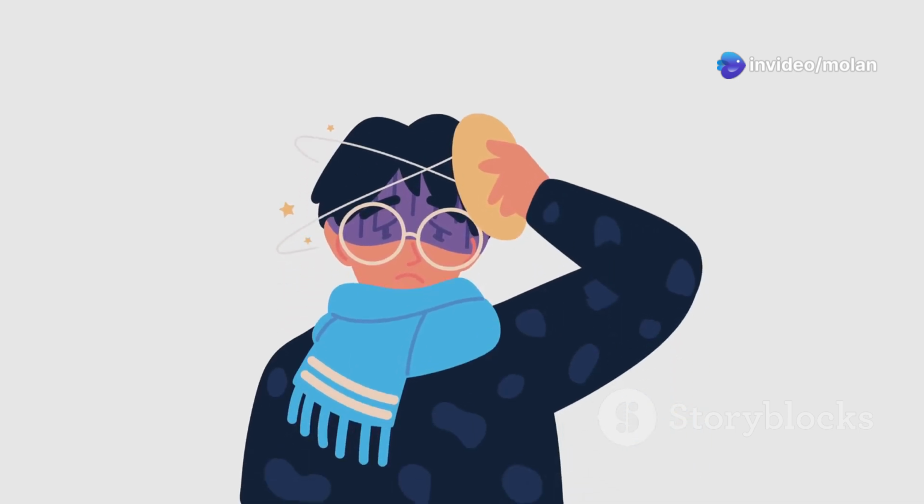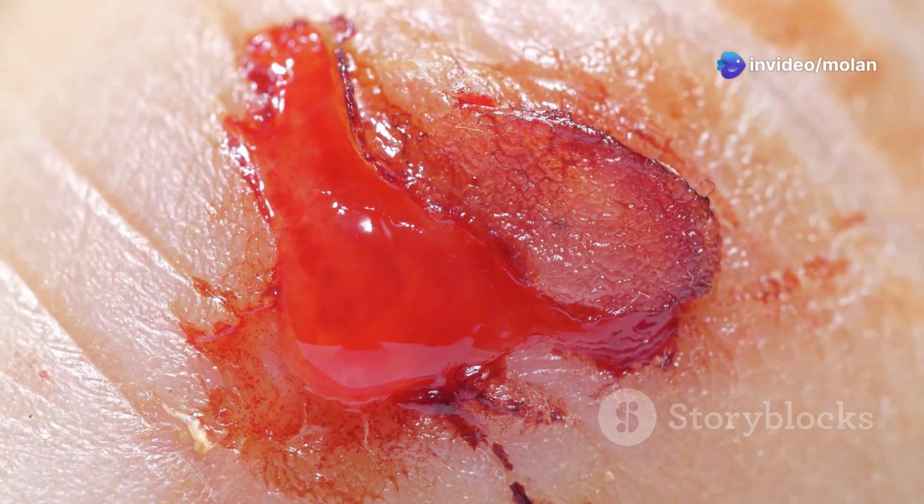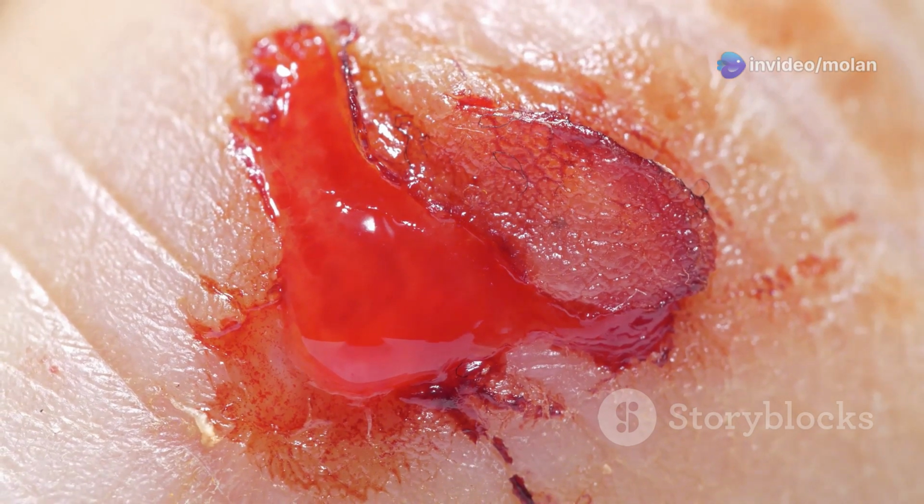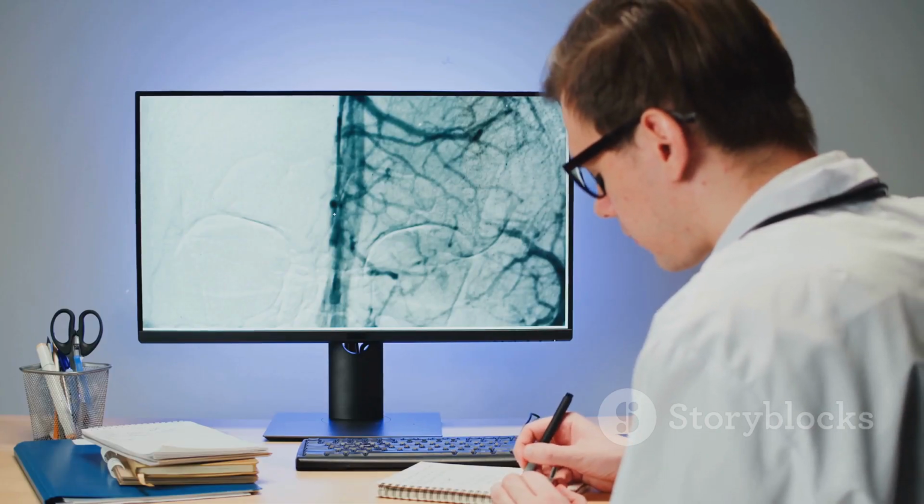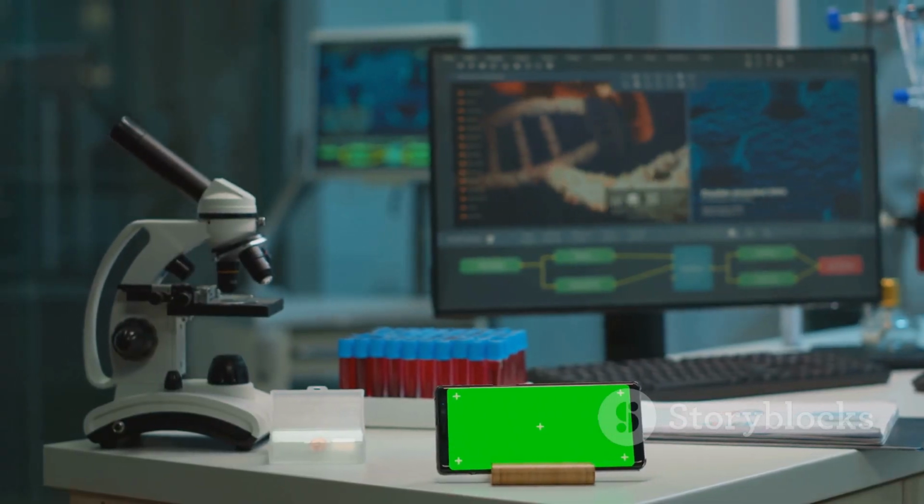Ebola is a hemorrhagic fever. This means it can cause bleeding inside and outside the body. The virus damages blood vessels. It also affects the body's ability to clot blood.